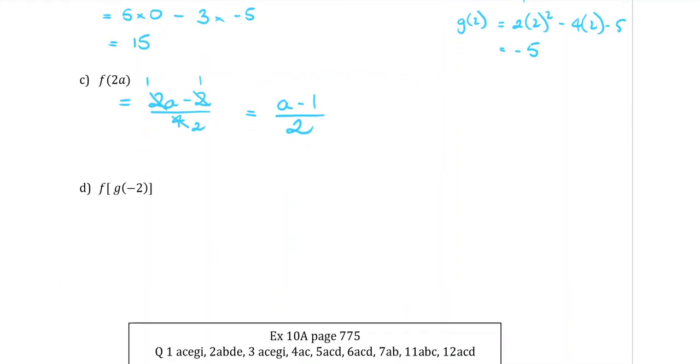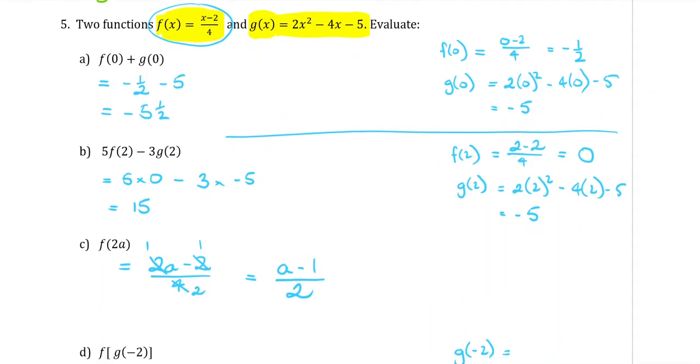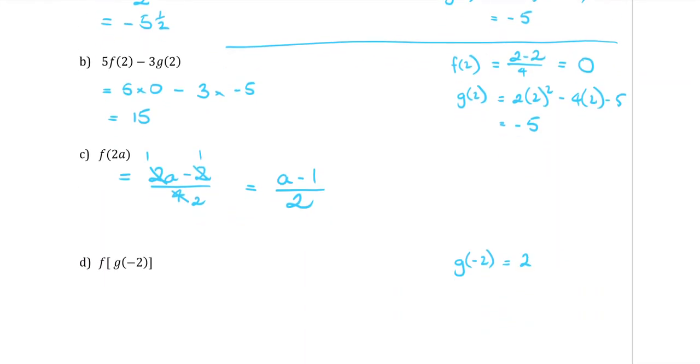Question D, final question. This is read as f of g of minus 2. Starting with the innermost bracket, I want to know what g of minus 2 is. So looking back at my g of x equation, that is 2 lots of minus 2 squared, and then minus 4 lots of minus 2 minus 5. Calculate that, and you get 11. So the g of minus 2 is equal to 11.